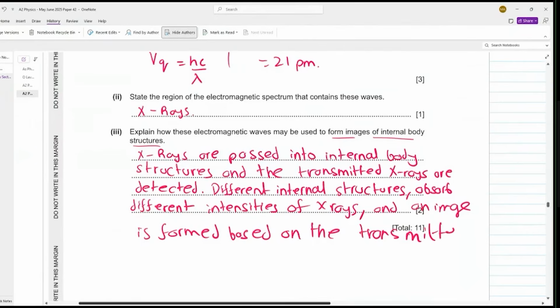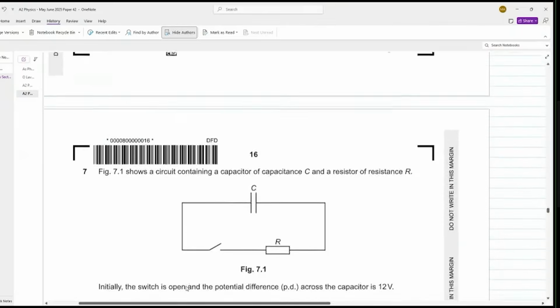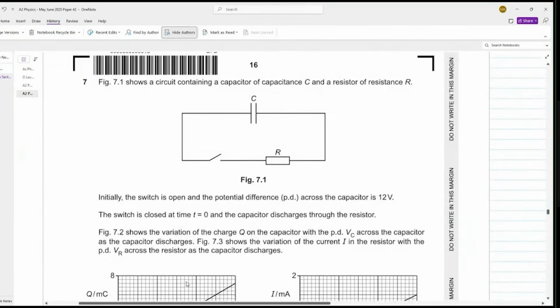बेटा ट्रांसमिटेड एक्सरेज की बेसिस पे एक इमेज फॉर्म है, सिंपल. Let's move ahead on figure 7.1. Okay, figure 7.1 shows a circuit containing a capacitor of capacitance C and a resistor of resistance R.